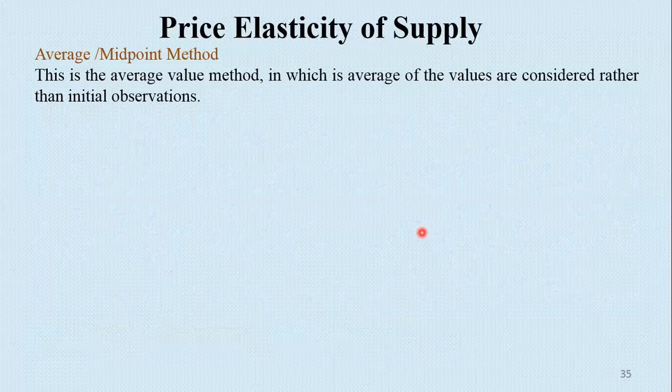Another method in price elasticity of supply. The other method is also known as the average or the midpoint method. Why is that so? Why do we take the average and midpoint method? Before that, let's look at the definition. This is the average value method in which the average of the values is considered rather than initial observations.